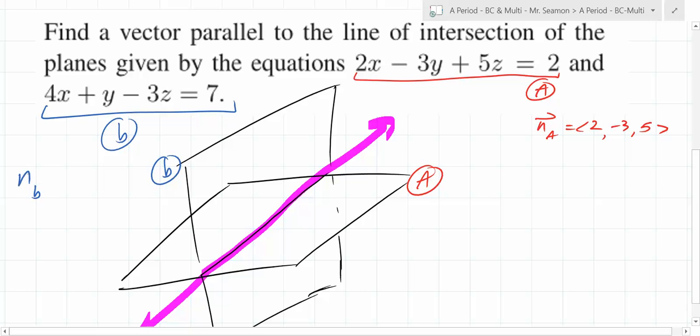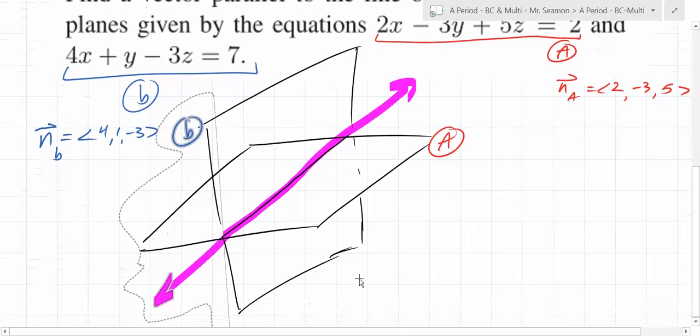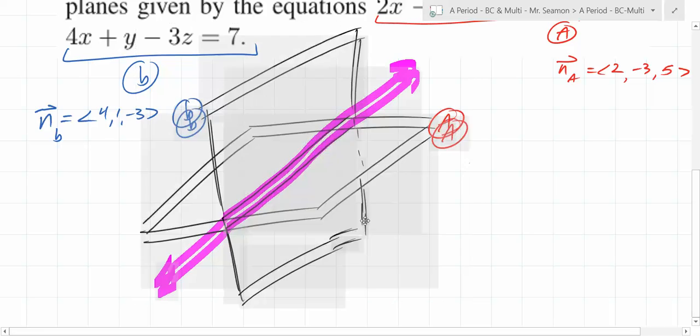So NB here, what's a perpendicular vector to B? 4, 1, -3. So that's what you automatically have. All I've done is draw and write down things that you automatically had. We haven't done any manipulation yet, right?